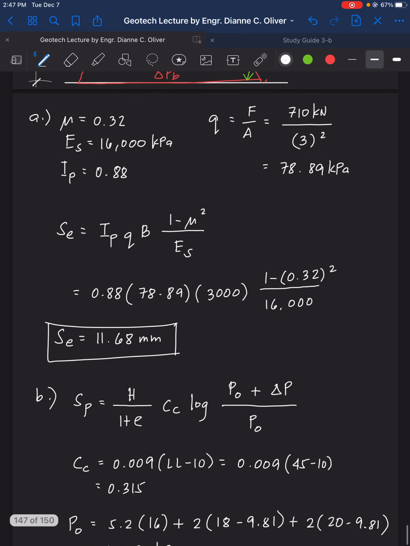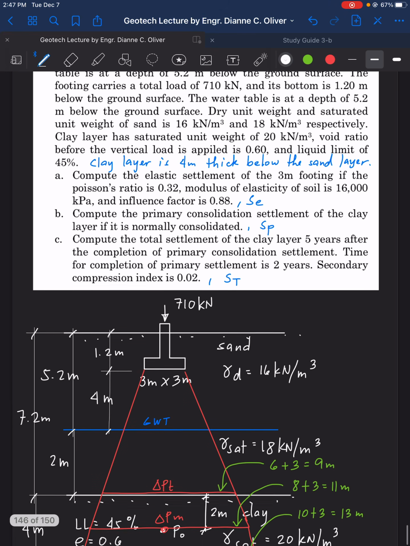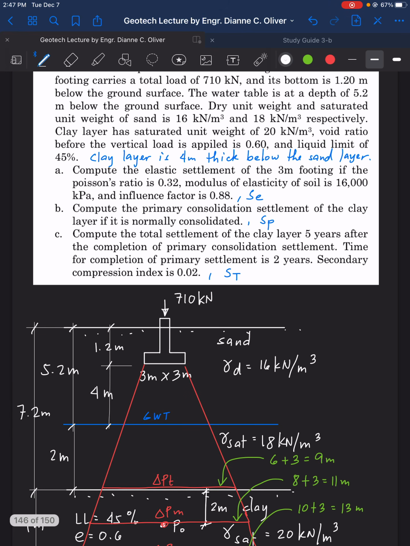Right, so that's for letter B. Let's go to letter C. Compute the total settlement of the clay layer 5 years after the completion of the primary consolidation settlement. Time for completion of primary settlement is 2 years. Secondary compression index is 0.02.